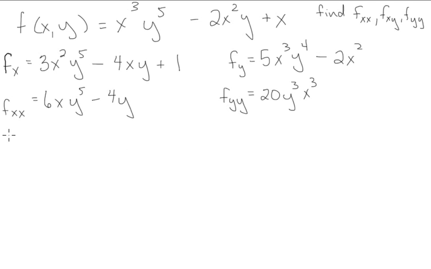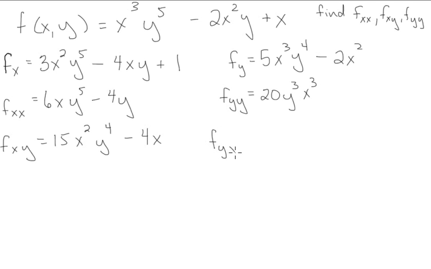And finally, if I want to get the cross partial, I take f sub xy, the partial with respect to x and then with respect to y. My starting point is the partial with respect to x, so I'm now taking the derivative of this expression with respect to y. I bring the 5 down, I get 15, the x squared is a constant, y to the 4th, minus, I'm taking the derivative with respect to y, so I'm left with 4x, and the 1, of course, goes to 0.